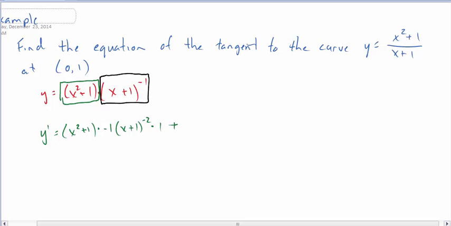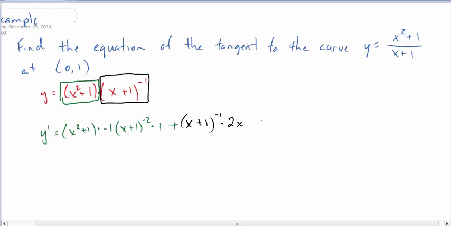plus second times derivative of the first. Derivative of the first is 2x. And isn't this thing beautiful? You might be saying, well, no, not really. It's not terrifically beautiful, like you say, but that's okay. This is the derivative.